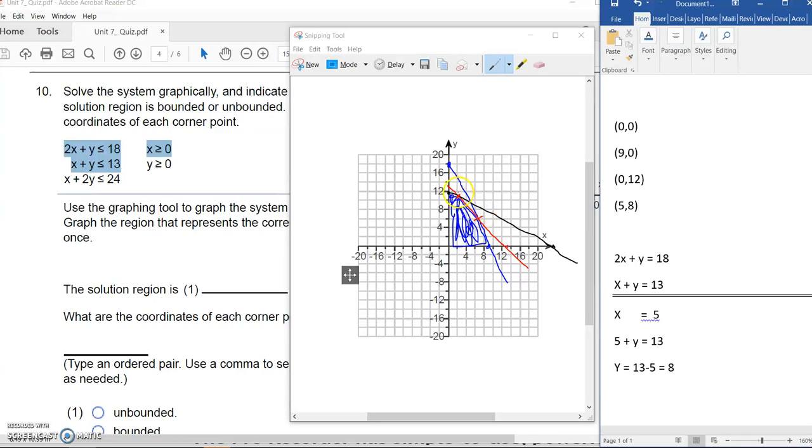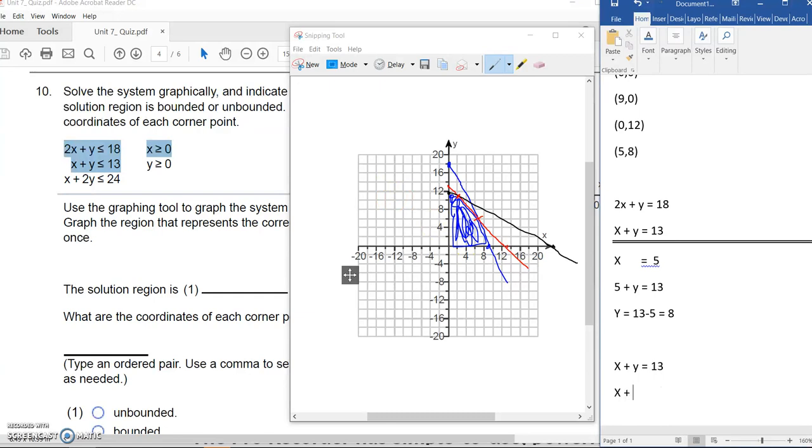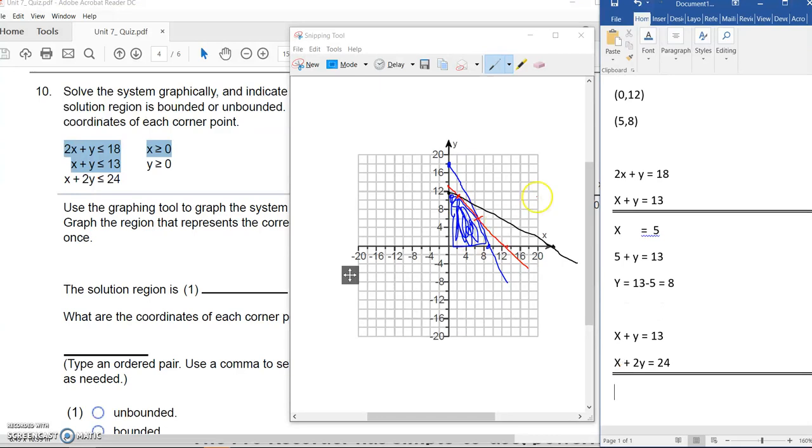And this one is the intersection of the red one and the black one. The red one is, again, x plus y equals 13, and the black one is x plus 2y equals 24. Solving these, again, we can subtract side by side. Actually, it would be easier to write this one on top.